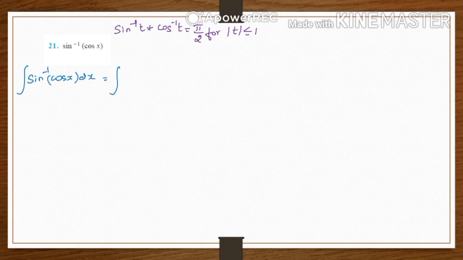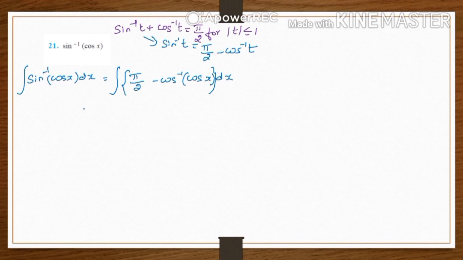So here sin inverse of t is equal to pi by 2 minus cos inverse of t. In the place of t I have cos x. So we get pi by 2 minus cos inverse of cos x, into dx. Let me put the bracket. So this is equal to integral (pi by 2 minus cos inverse cos x), and cos inverse and cos get cancelled and we are left with x dx.